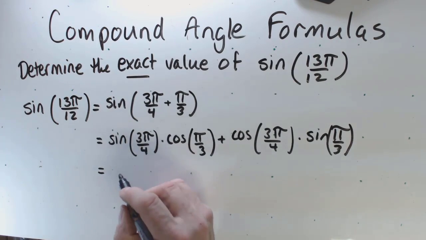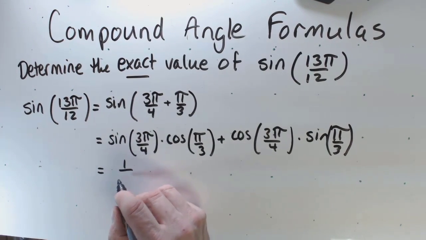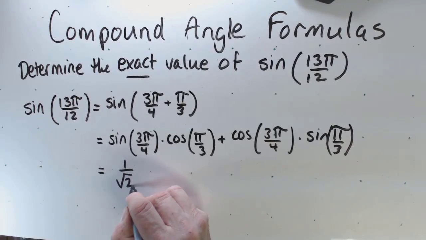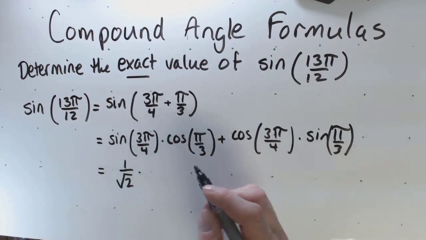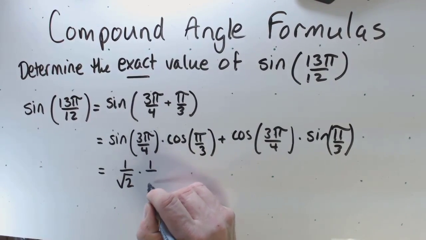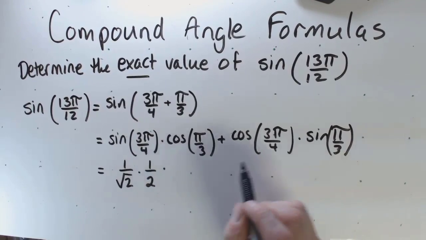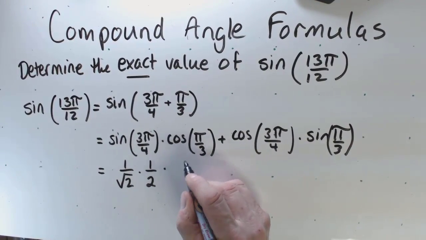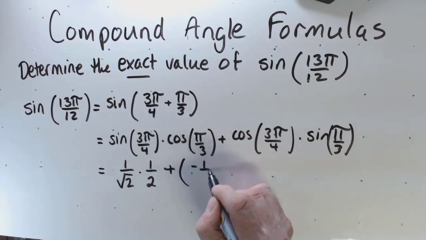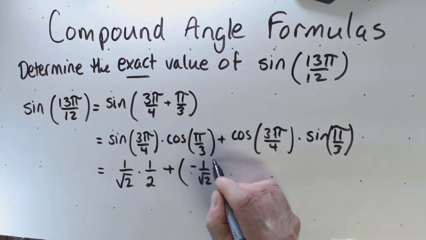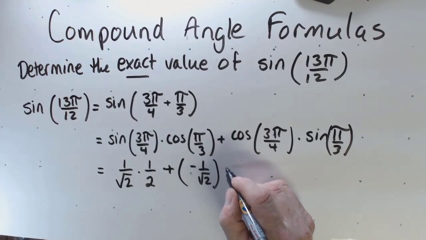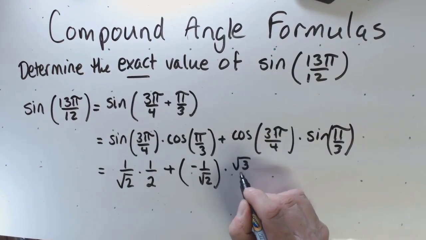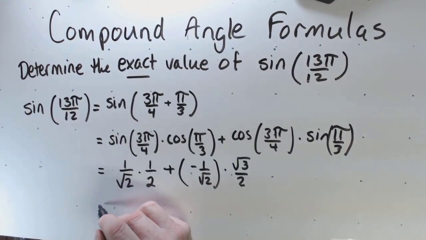of these ratios. So 3/4 pi, sine is always positive in this quadrant, which is quadrant 2, 1 over root 2. Cos of pi by 3, first quadrant, 1/2. Cos of 3/4 pi, this is going to be negative 1 over the square root of 2. The sine of pi by 3, square root of 3 over 2, that's in quadrant 1.